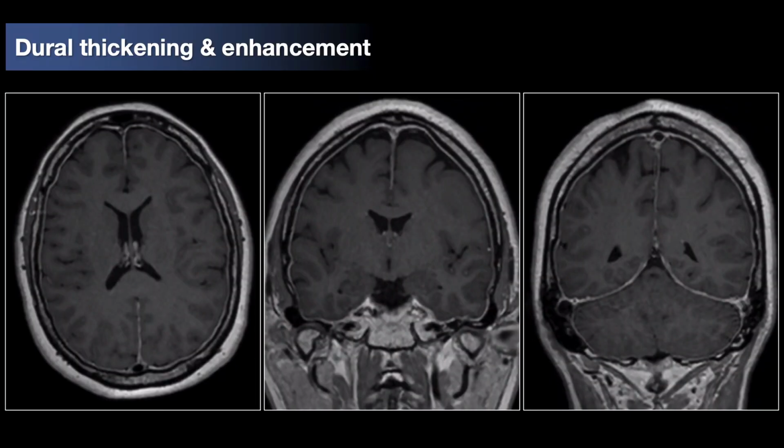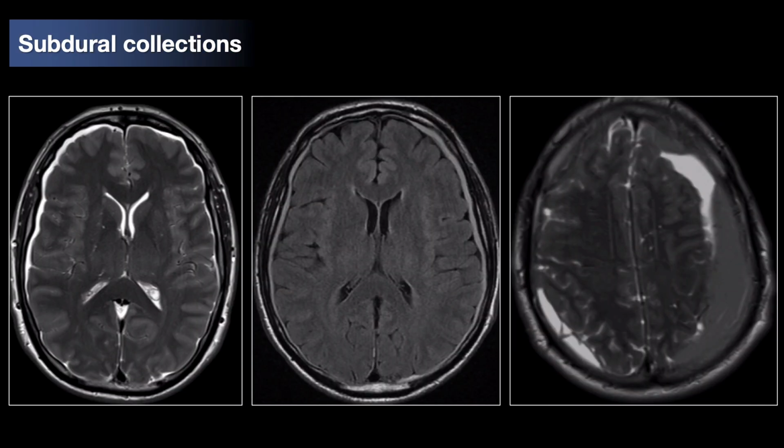So let's summarize those main findings of SIH. You get smooth, diffuse dural thickening and enhancement, so a contrast examination is essential. That finding can diminish over time, and sometimes you can see it on the FLAIR sequence, but FLAIR thickening can be difficult to distinguish from adjacent subdural fluid. The subdural collections can have a range of appearances from thin, smooth hygromas to large bilateral subdural hematomas.